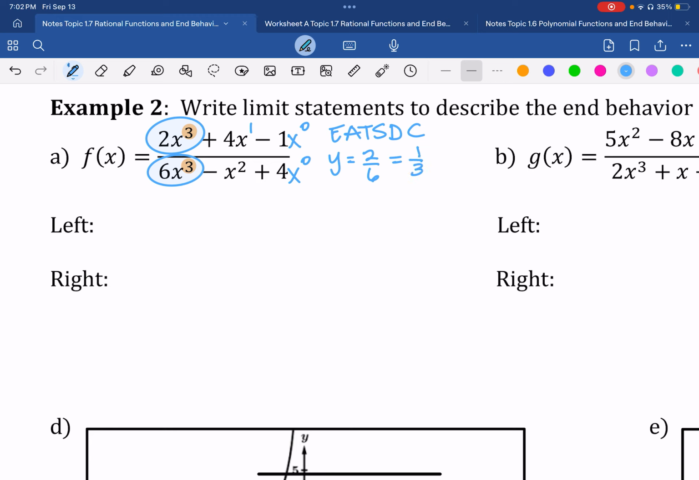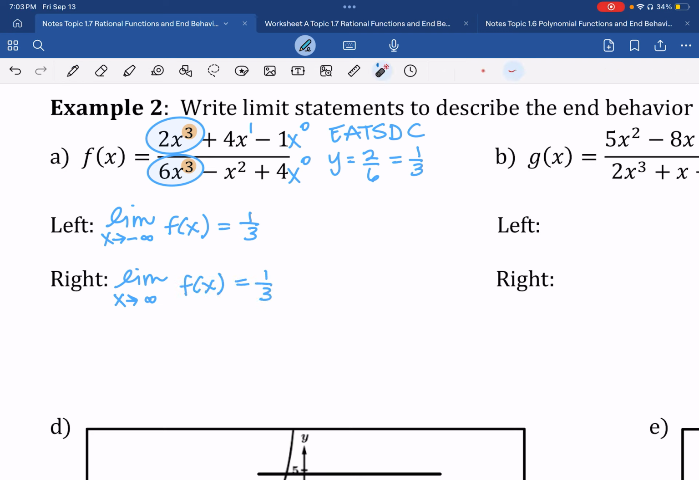For the left limit statement, you would write the limit as x approaches negative infinity, f of x equals 1/3. For the right, you write the limit as x approaches positive infinity, f of x equals 1/3. Okay, so your final answer here became your final answer for the left and the right limit statements. And remember, the left is always as x approaches negative infinity, and the right is always as x approaches positive infinity.